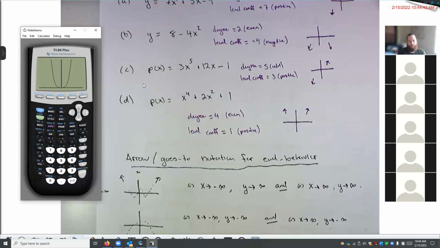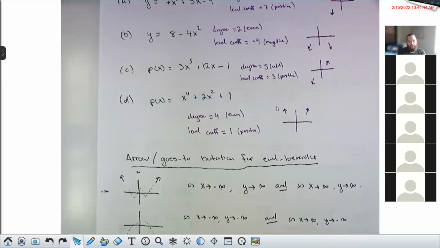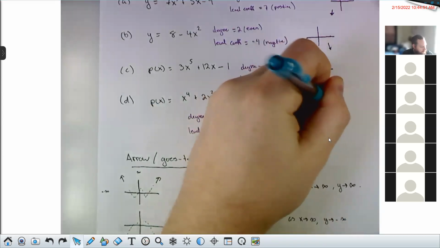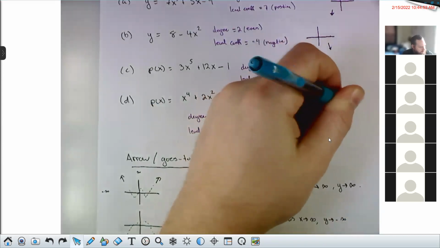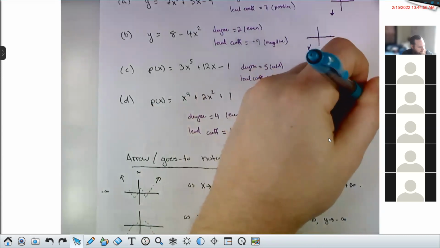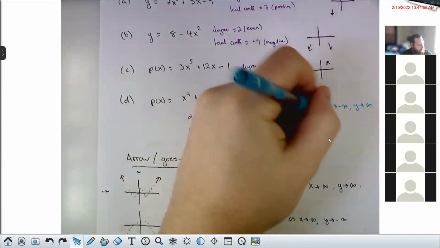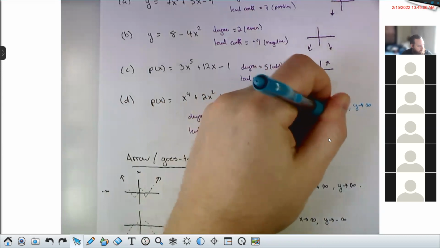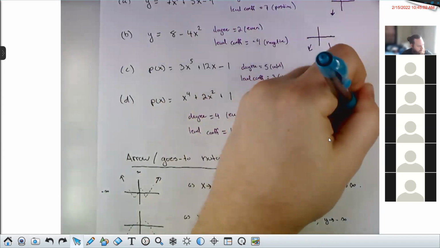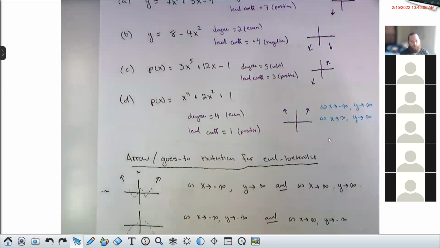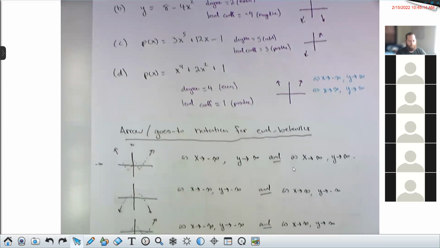So if I wanted to describe this guy's end behavior, which we got correct, drawing it like this, I would say as x goes to negative infinity, y goes to positive infinity, that's this arrow. And as x goes to positive infinity, y also goes to positive infinity. That's the arrow on the right. Okay.